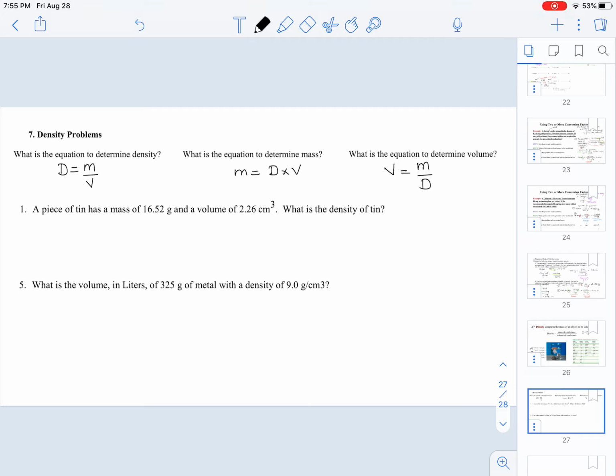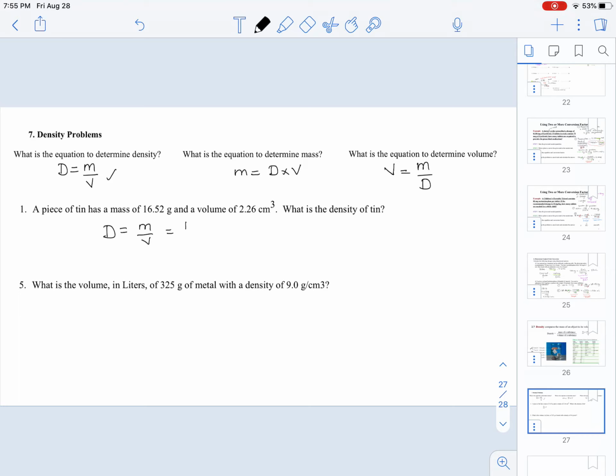Problem 1 says, a piece of tin has a mass of 16.52 grams and a volume of 2.26 centimeters cubed. We're trying to determine density. We're given mass and volume, so which equation are you going to use? The first one: density equals mass over volume, so 16.52 grams divided by 2.26 centimeters cubed. So the unit for density is going to be grams per centimeters cubed.